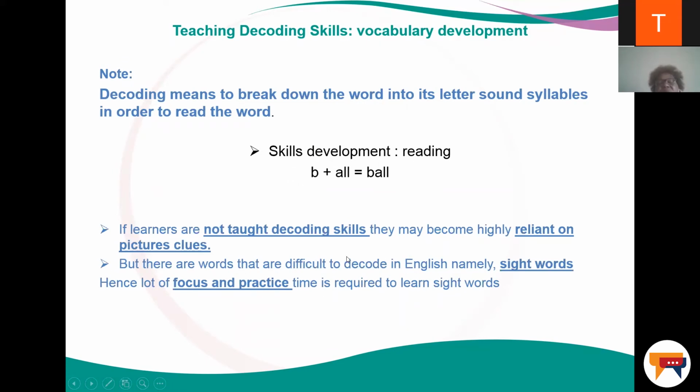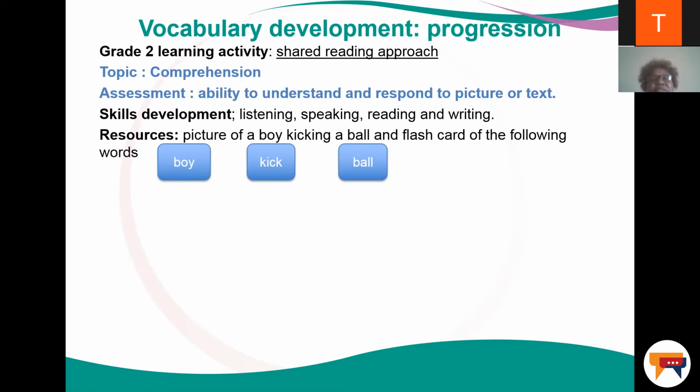There are words that you can't decode. We call them sight words. Now you can also put them on the wall as sight words. Hence, a lot of focus and practice time is required to learn the sight words. It's important to learn those sight words. Let's look at this activity.